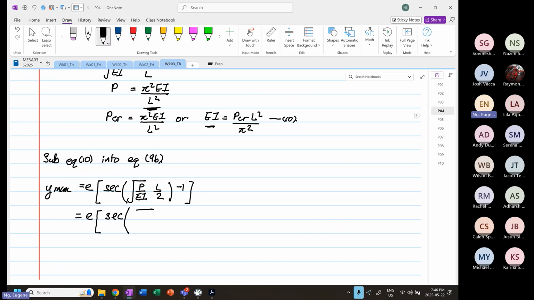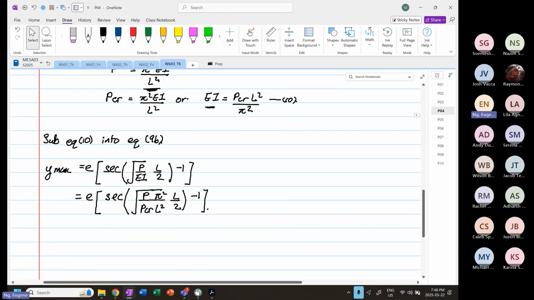Okay, we have the square root of P divided by PCR, and then we have our L squared, and then we have our pi squared, and then we multiply L over 2, and then the whole thing minus 1.